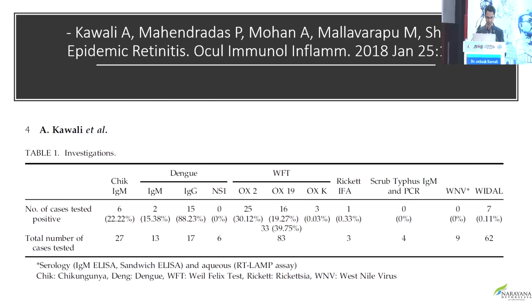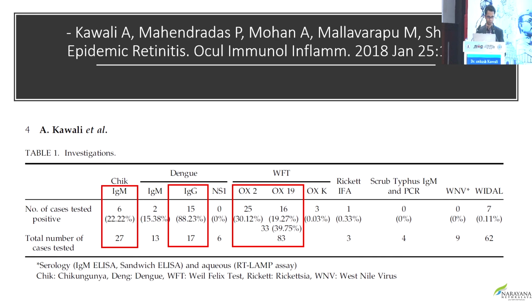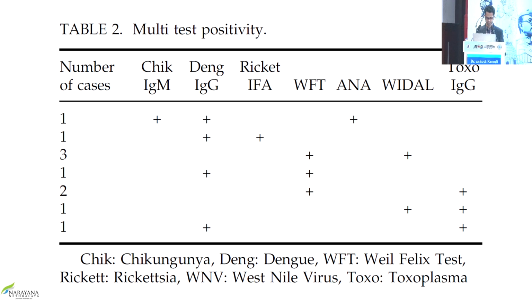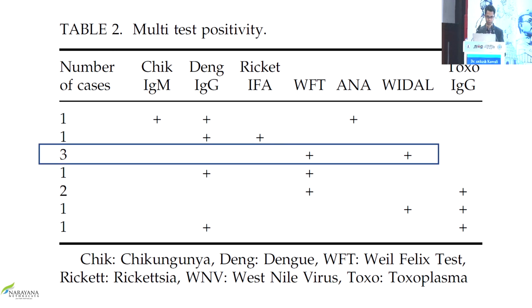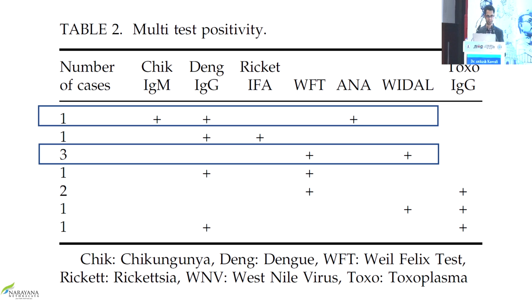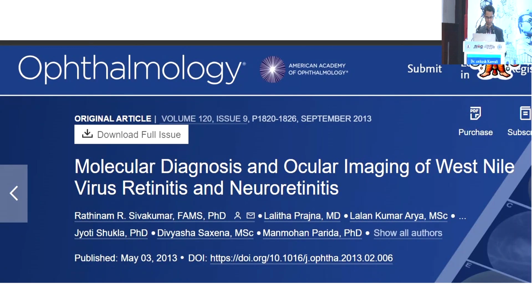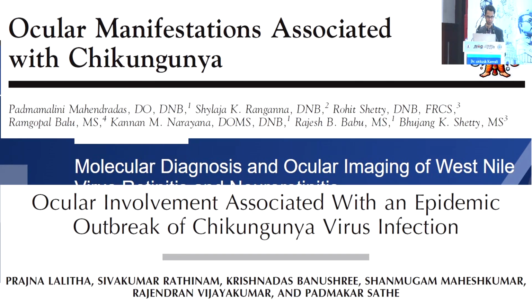So next was our largest series of epidemic retinitis, in which we noted that most of our patients tested positive for the Weil-Felix test, followed by IgG dengue and followed by chikungunya. We also noted in this series that many patients had multiple positive investigations, like a patient testing positive for Weil-Felix as well as for Widal. Some patients were positive for chikungunya IgM as well as showed very high titers of dengue. And then there was this major article which has proven the etiology using the gold standard investigation, the etiology of West Nile virus. But subsequently, we didn't see any reports on this. Similarly, there are small series of chikungunya and dengue as well.